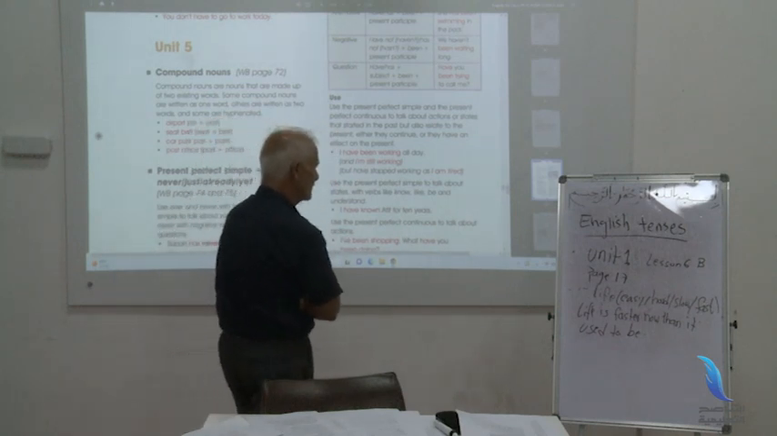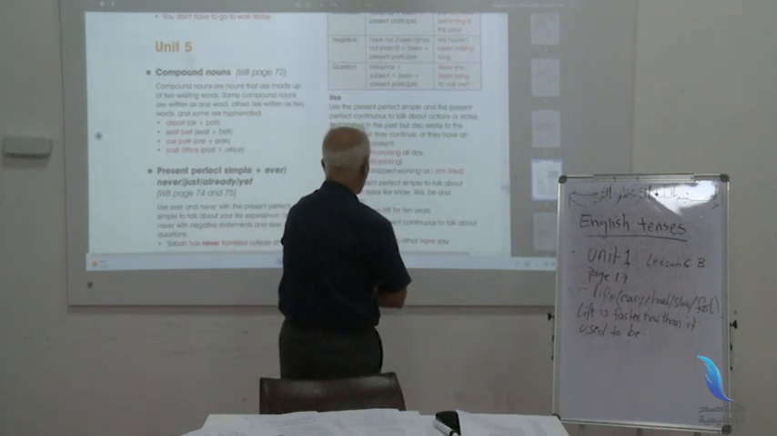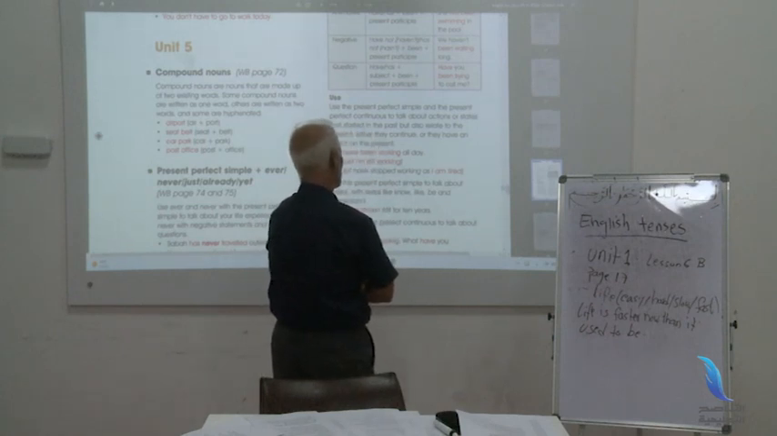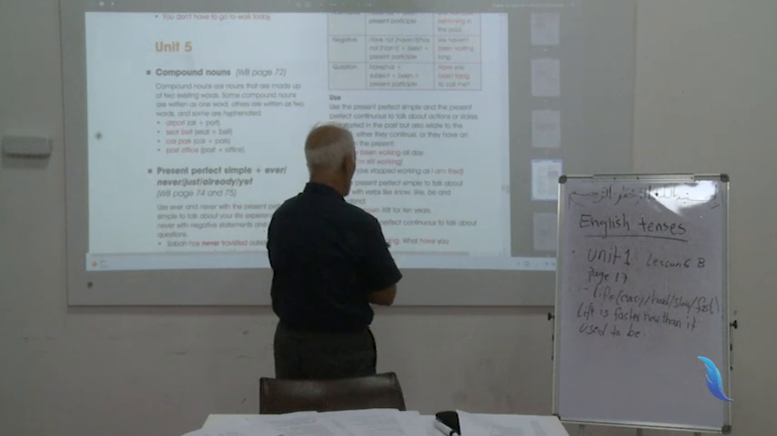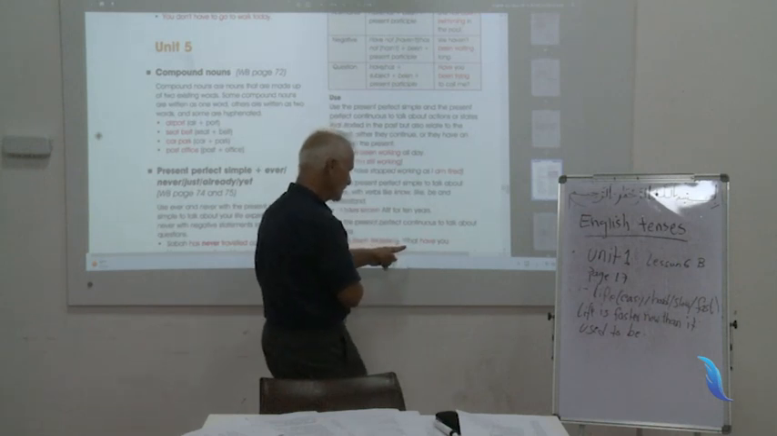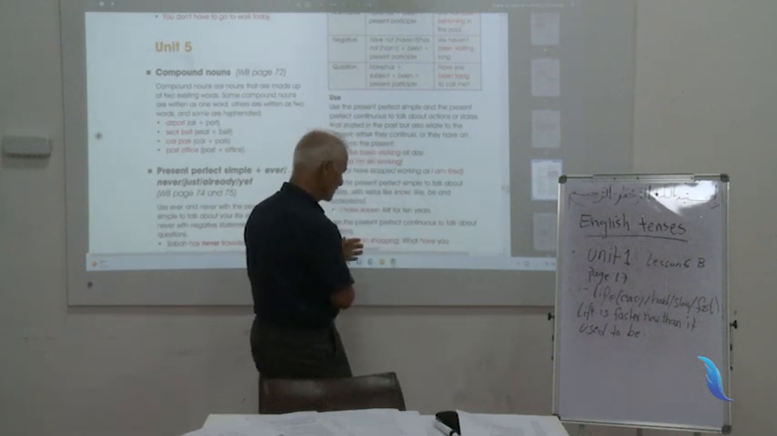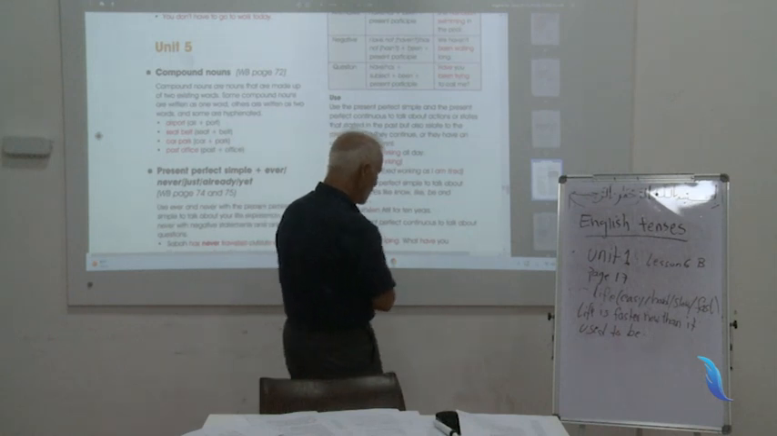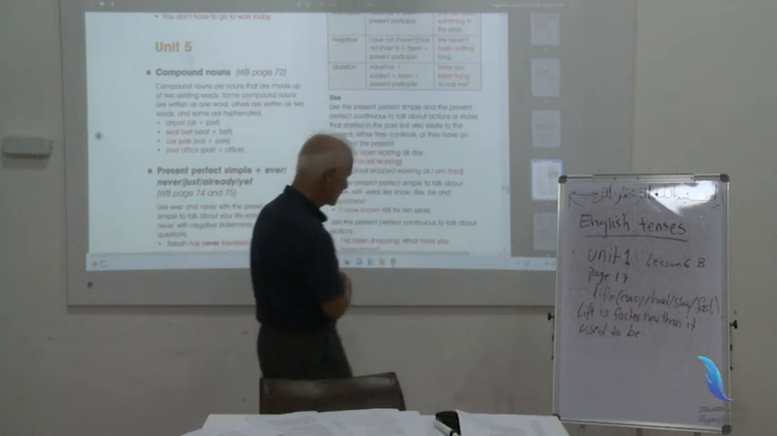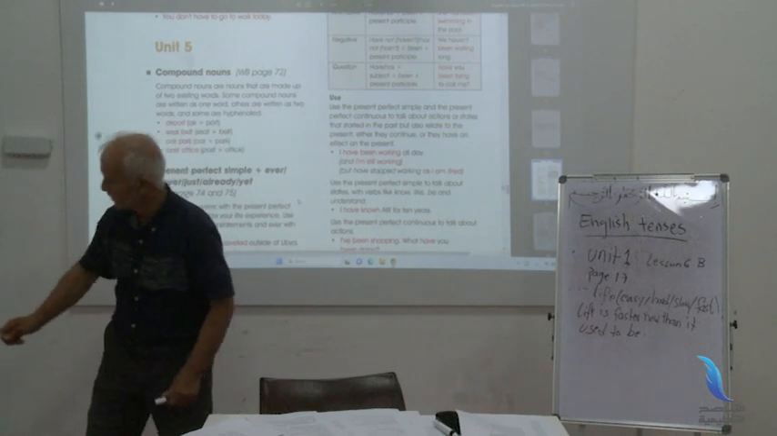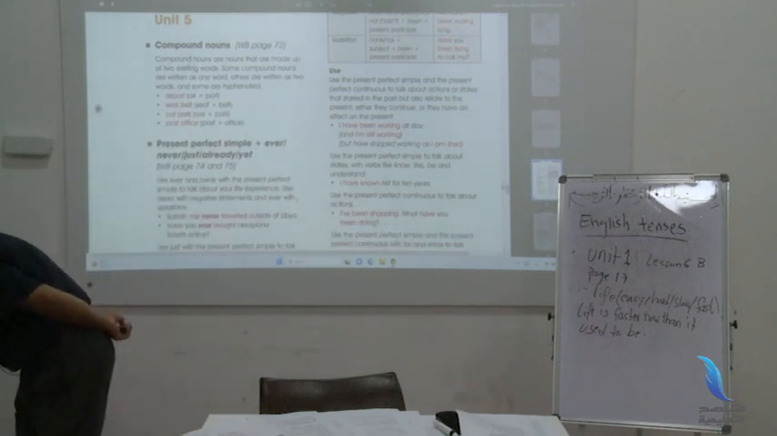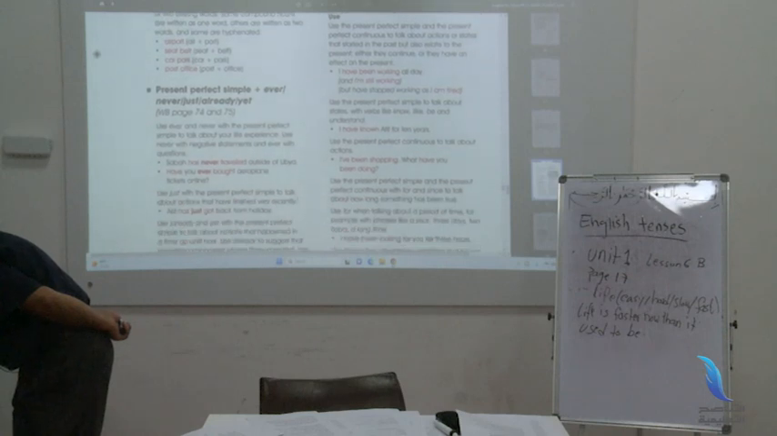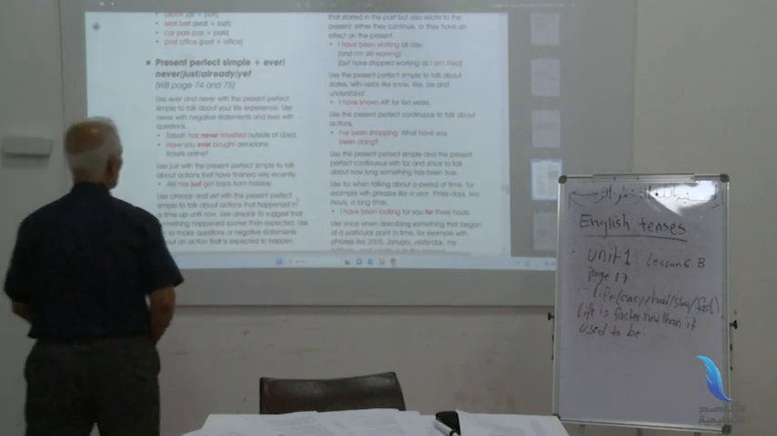Use the present perfect continuous to talk about actions. I have been shopping. What have you been doing?